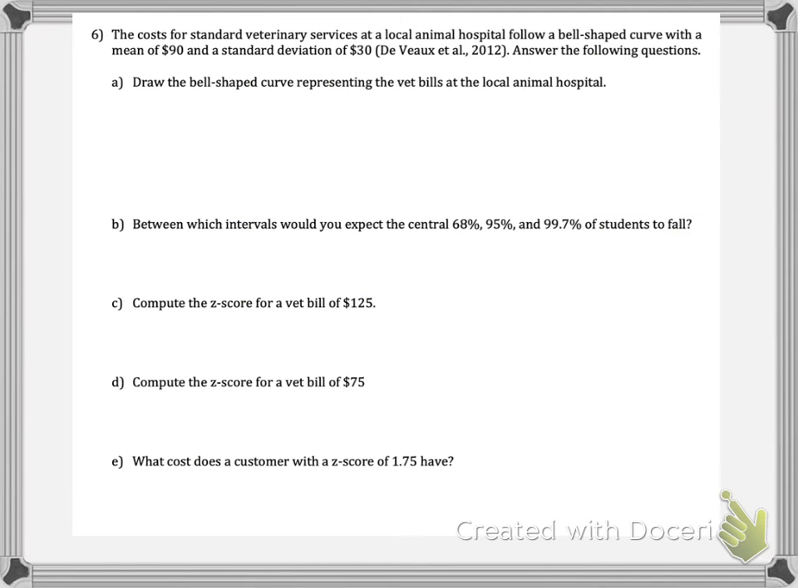It says the cost for standard vet services at a local hospital follows a bell-shaped curve with a mean of 90 and a standard deviation of 30. Then it says to draw the bell-shaped curve. So what we want to do is draw an axis, and hopefully a better bell shape than I just drew, but draw a bell shape on top of it, and then draw your 7 tick marks, 1 in the middle and 3 on either side.